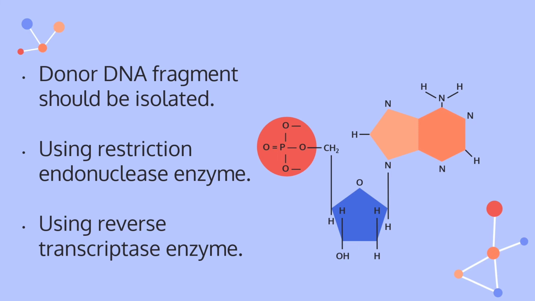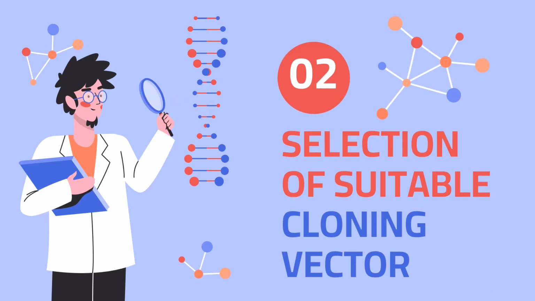The second method is synthesis of a complementary DNA strand using the reverse transcriptase enzyme. Reverse transcriptase synthesizes complementary DNA strands from the mRNA of the desired gene. Next is the selection of a suitable cloning vector.